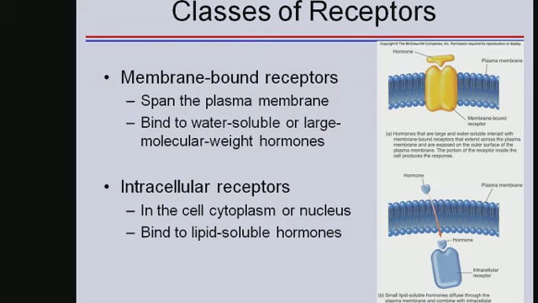Classes of receptors. Membrane-bound receptors span the entire plasma membrane, and they bind to water-soluble or large weight hormones. Intracellular receptors are found in the cell cytoplasm or the nucleus, and they will bind lipid-soluble hormones.